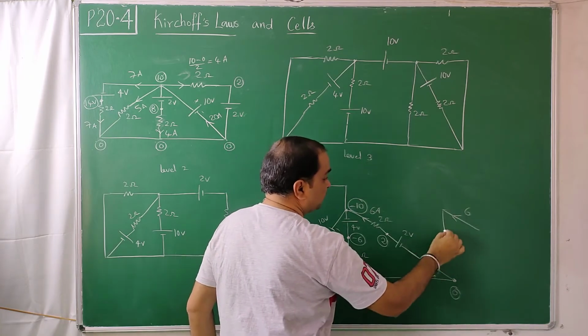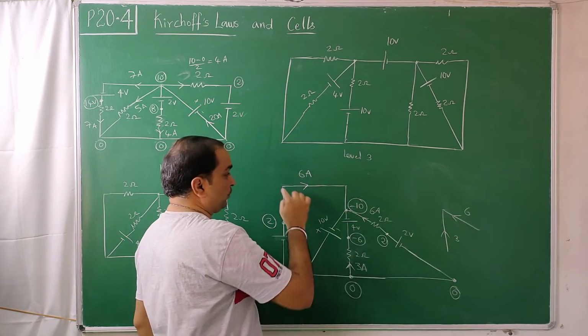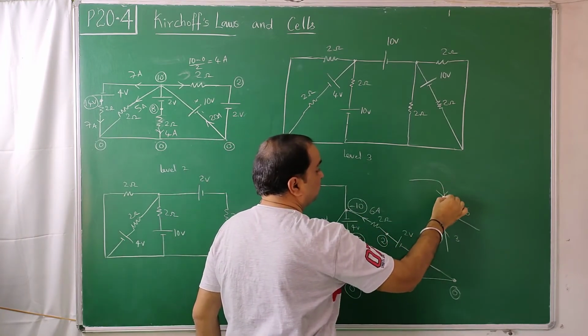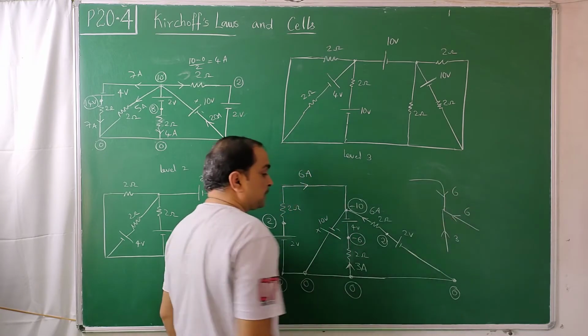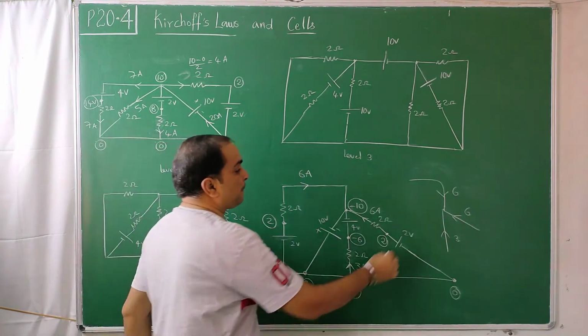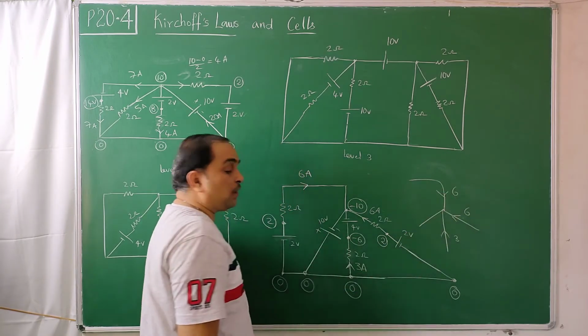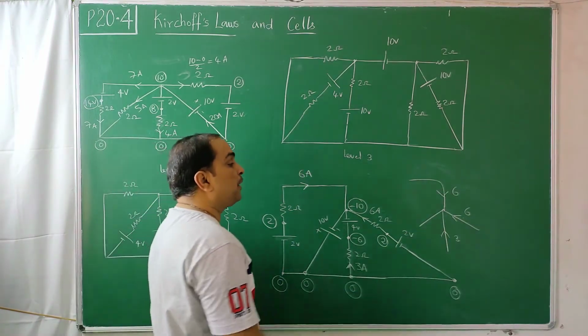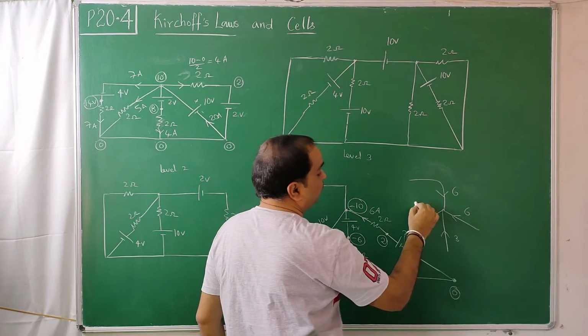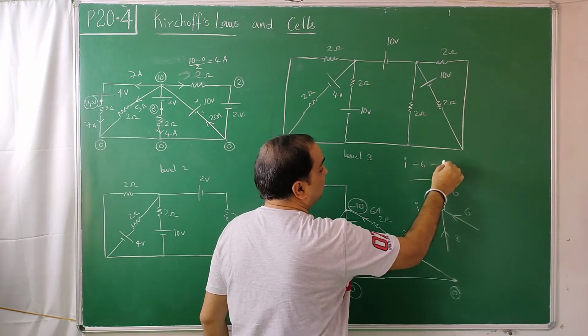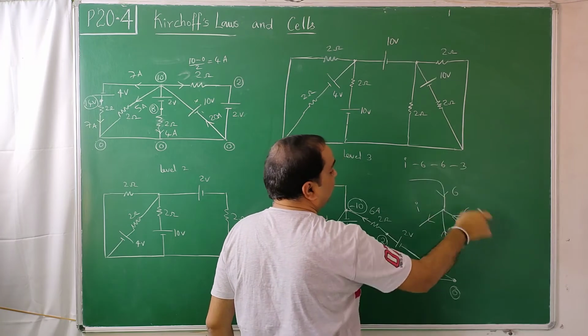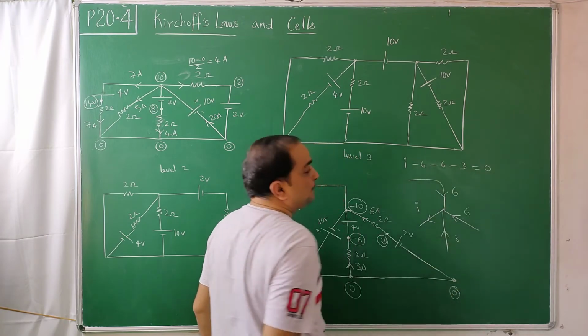So 6 is coming like this. 3 is coming like this. 6 is coming from here. What else? One more branch is here. How much is that? Incoming, incoming, incoming. You cannot have one out, that also incoming. That should be outgoing. Let us write that as I. I minus 6, minus 6, minus 3, incoming, incoming, incoming, minus 2, I put 0.